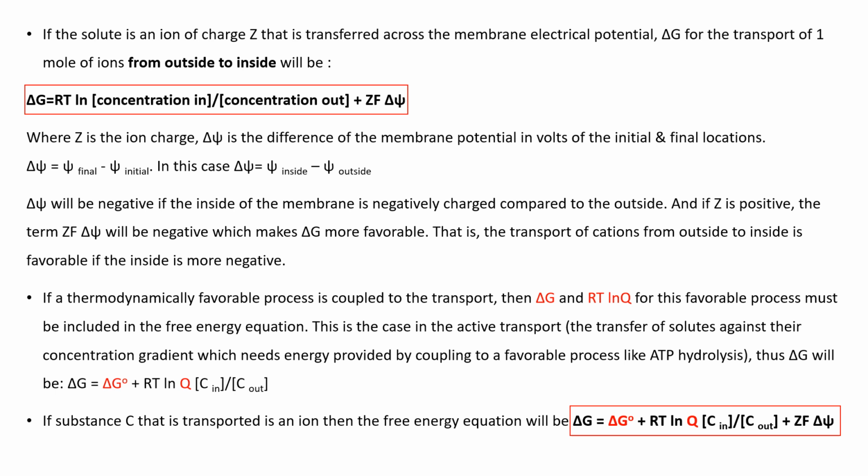If the solute is an ion with a charge Z that is transferred across the membrane, and the membrane has an electrical potential, then the delta G for the transport of 1 mole of ions, for example from the outside to the inside, will equal RT ln the concentration in, which is the final state, the inside, divided by the concentration out, which is the initial state, plus Z, which is the charge of the ion, multiplied by F, which is the Faraday constant, and delta phi, which is the change in the electrical potential of the membrane.